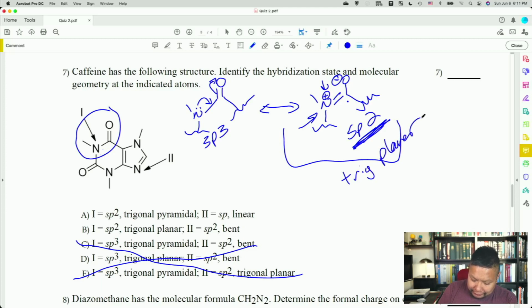Right? And trigonal planar has how many, what degrees, what bond angles? 120. And so you look at your answers, A says atom 1, sp2 trigonal pyramidal, and B says sp2 trigonal planar. Which one do you think it is? It's obviously B, right? Because it's trigonal planar, like we said already.